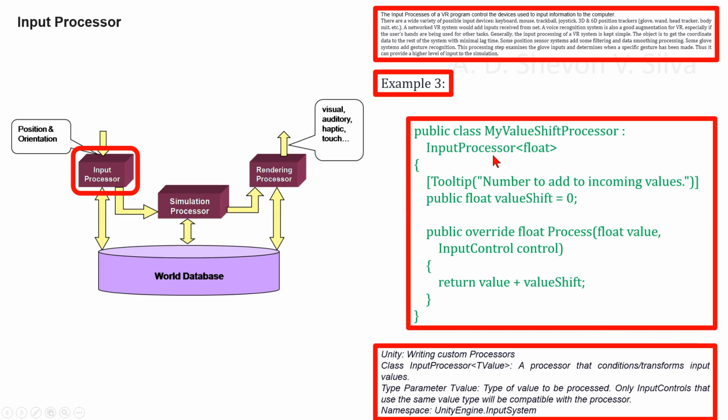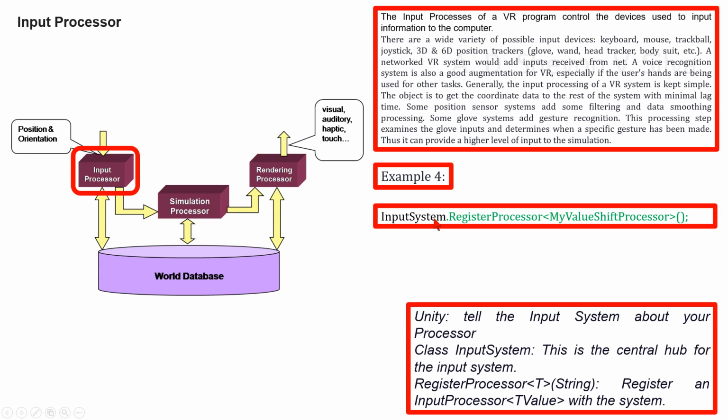The class InputProcessor<TValue> is a processor that conditions or transforms input values. The type parameter TValue is the type of value to be processed. Only input controls that use the same value type will be compatible with the processor. This class is in the namespace UnityEngine.InputSystem. As an example 4, we can consider this one.